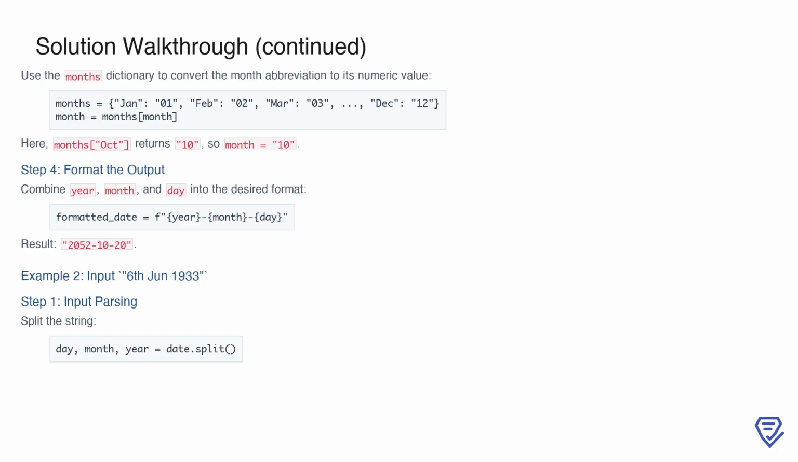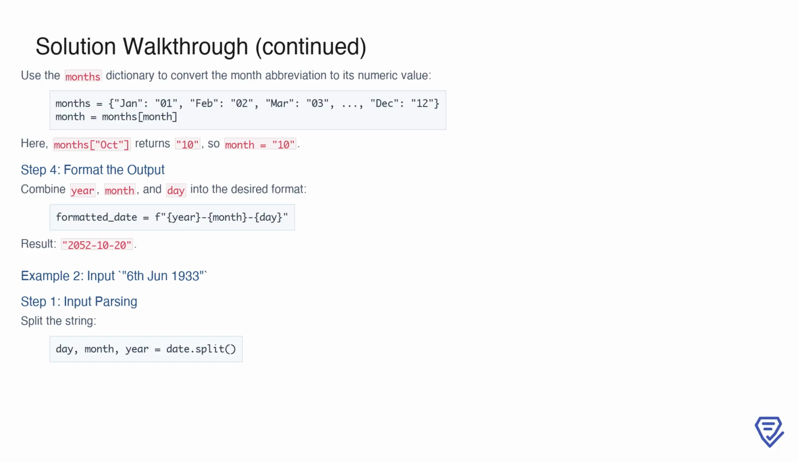With the month converted, the final step is to combine the processed components. Using Python's f-string formatting, we arrange the year, month, and day in the desired format, YYYY-MM-DD. This results in the output 2052-10-20.